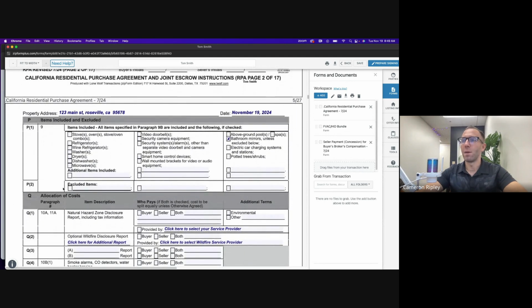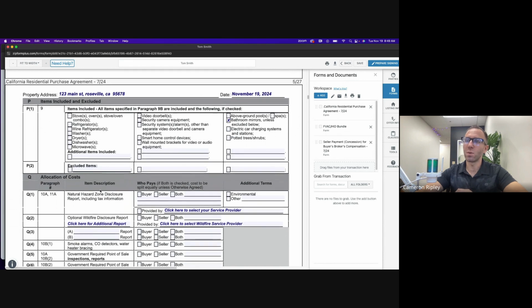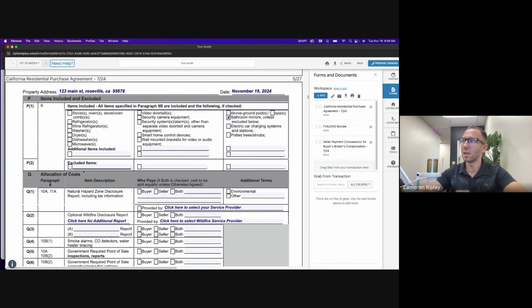Okay. Excluded items. You don't really have to worry about this too much because now the contract does say that personal items need to be removed at the close of escrow. The other thing I pay attention to is things like if there's curtains, ask your client. If there's pool cleaning equipment, ask your client if they want it. Put it in there. Electric car chargers are a big one.